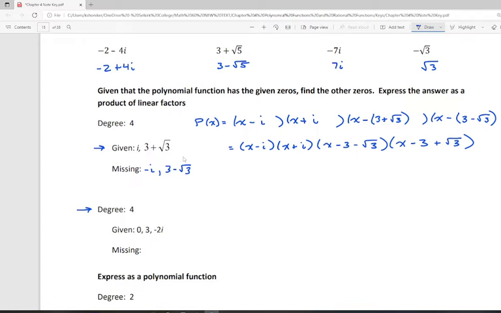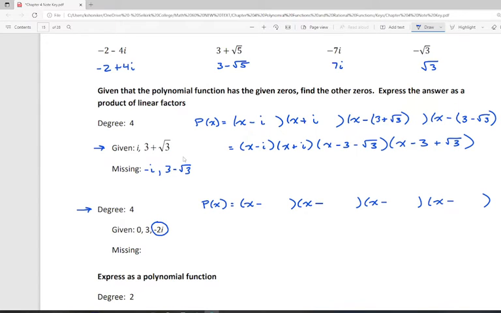Okay, so hopefully you paused the video. We've got p of x. I gotta stop saying that. I feel like a broken record. Okay, so I'm gonna have 4 zeros. I've got x minus, x minus, x minus, and x minus. Okay, I've got a zero of 0, 3, and negative 2i. That's only 3 of them. I'm missing 1. The only one that needs a conjugate pair is the negative 2i.